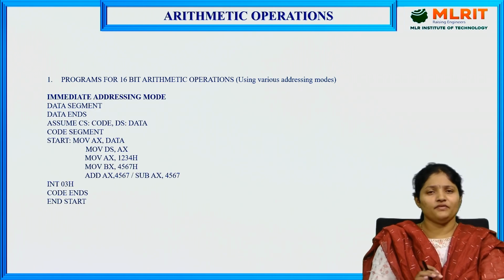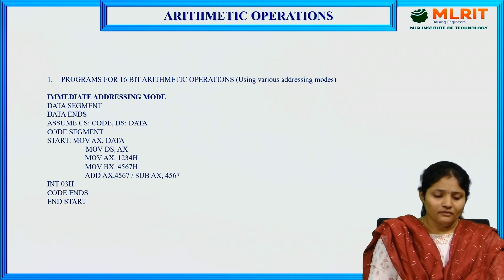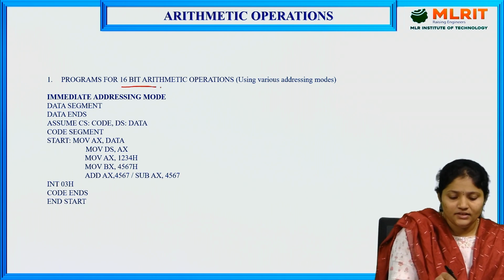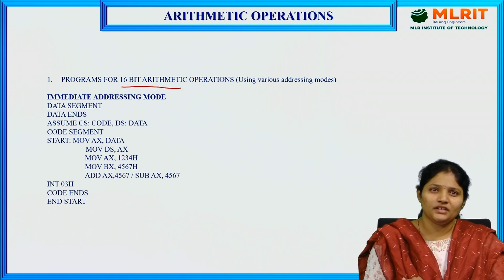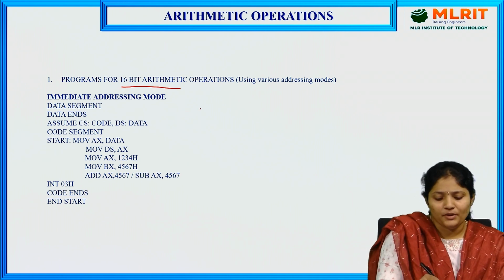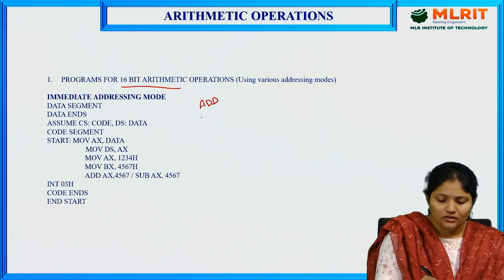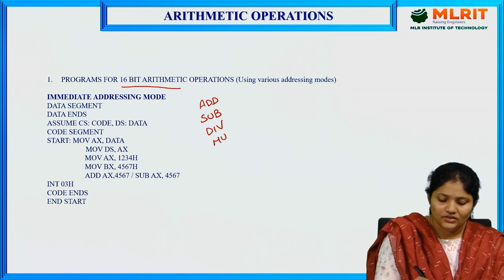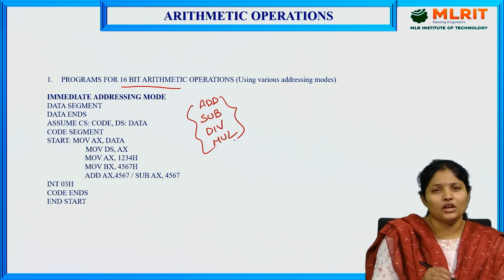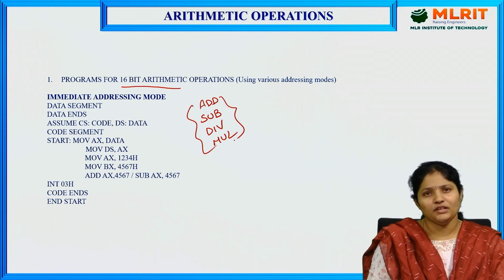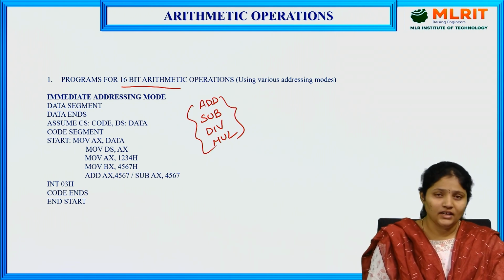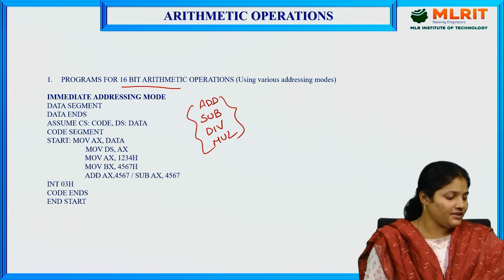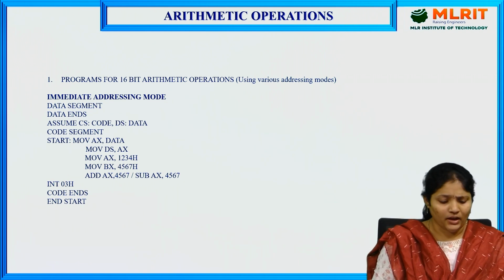Coming to the first program, here the program is used to perform 16-bit arithmetical operations. Arithmetical operations means addition, subtraction, division or multiplication. So how do we perform these arithmetical operations using the 8086 microprocessor? But here I'll explain everything by using each and every addressing mode present in the 8086 microprocessor.